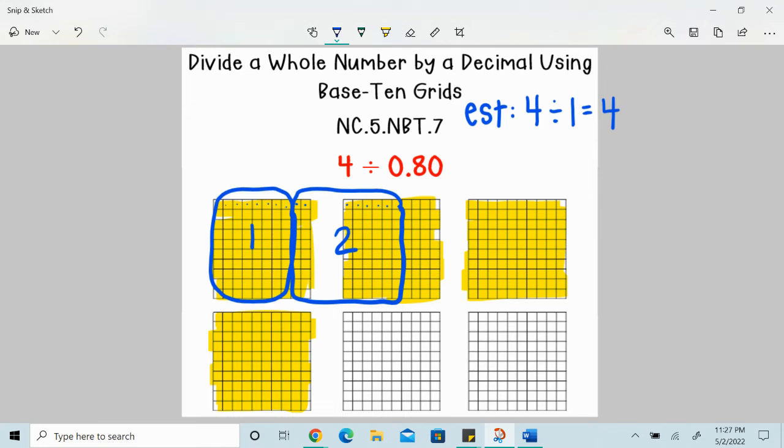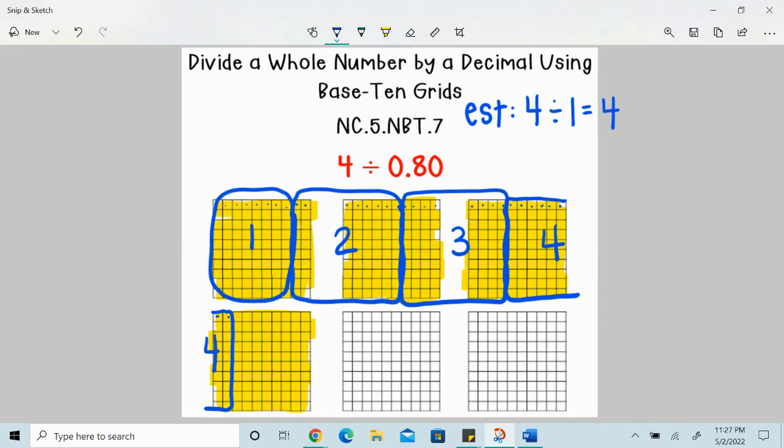I can continue to circle groups of 8 tenths. So I see I have 1, 2, 3, 4 here, and then 1, 2, 3, 4 more would give me another group of 8 tenths or 80 hundredths. And I have enough I can continue going here. So let's see, I need another group of 8 tenths. 1, 2, 3, 4, 5, 6, 7, 8. So my fourth group of 8 tenths starts here and then finishes here. So that's 4 groups of 80 hundredths so far.